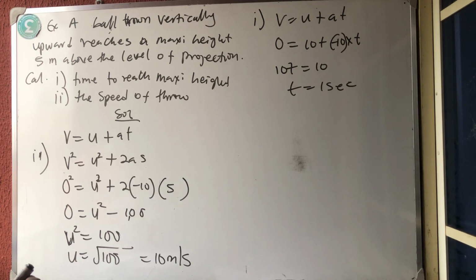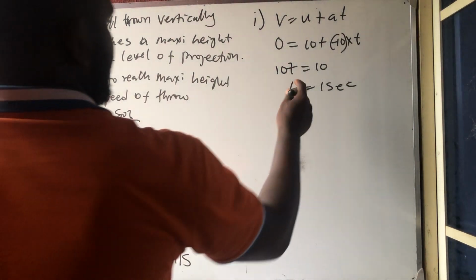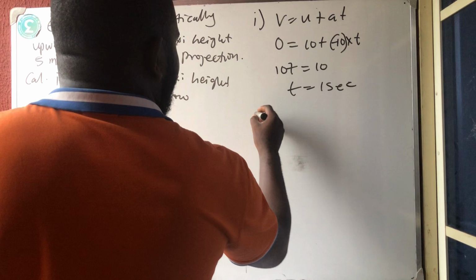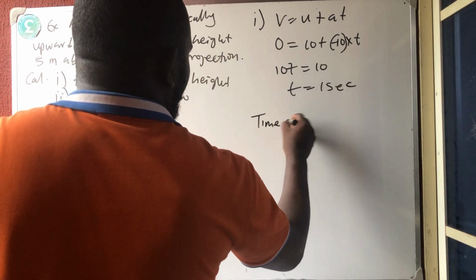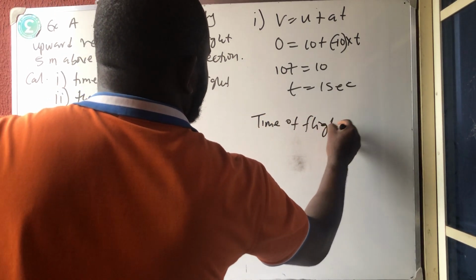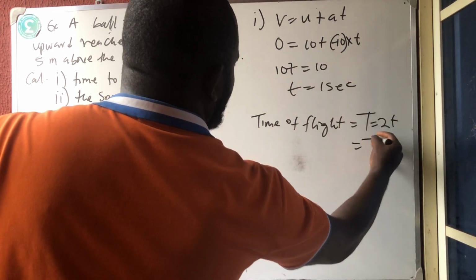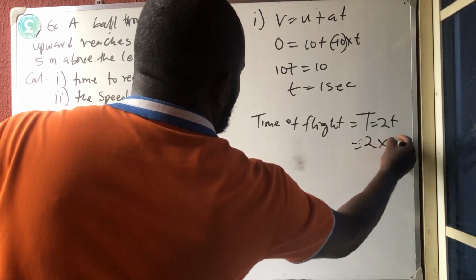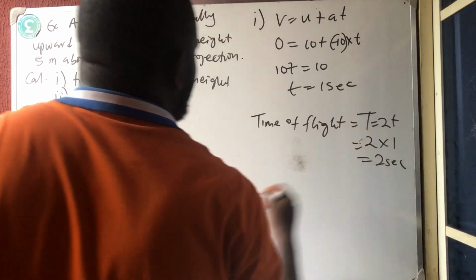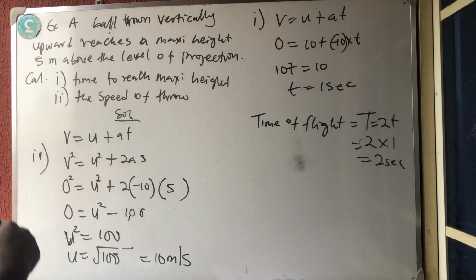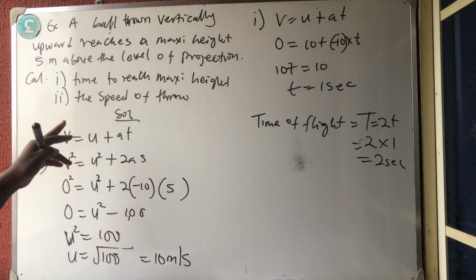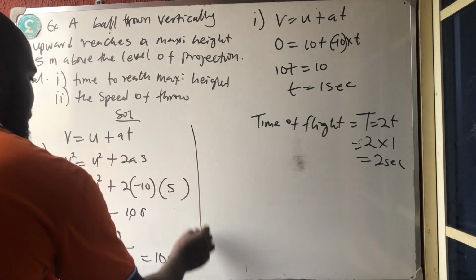So the time to reach the maximum height is 1 second. But the time of flight is equal to 2t, which is 2 times 1, which is 2 seconds. In case they ask you the time of flight, it's the same thing. But if you don't know how to use this, please use the formula.